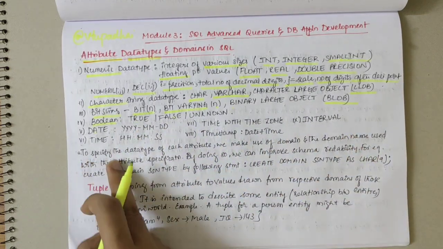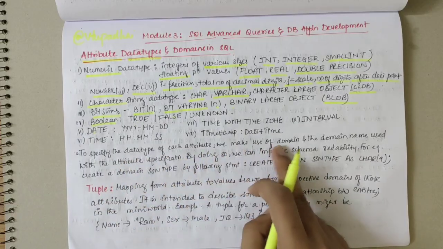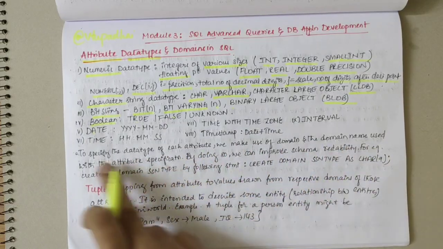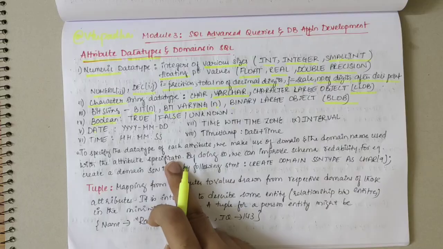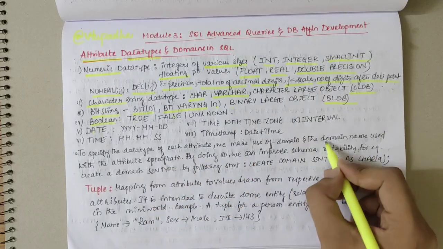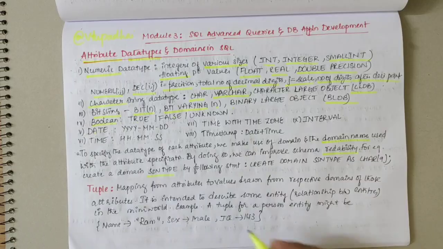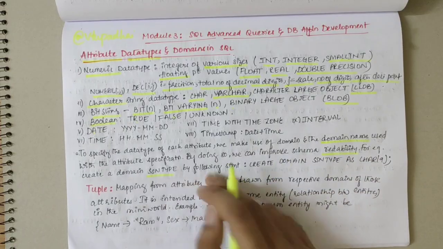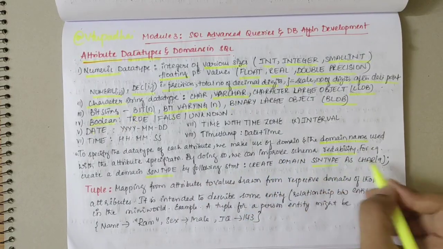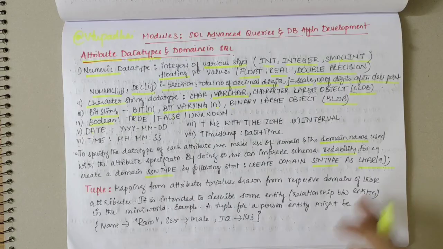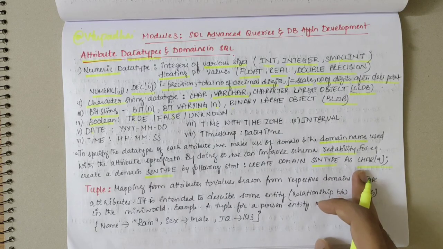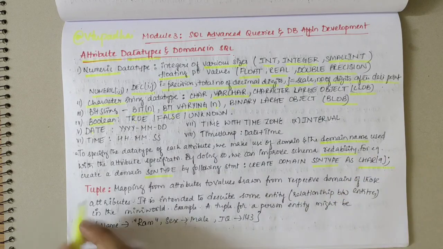To specify the data type of each attribute, we make use of domain, and the domain name is used within the attribute specification. By doing so, we can improve schema readability. For example, creating a domain for SSN would be by the following statement: create domain SSN type as character 9. So here we are specifying the data type also. The constraints are being defined here.